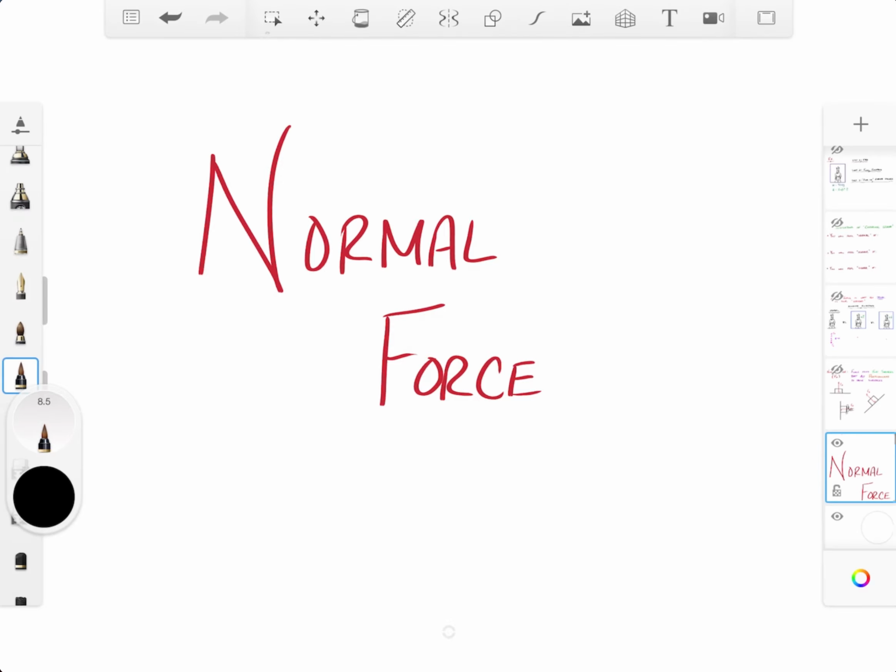Another force that we have to make sure we fully understand is the normal force. The normal force is fairly straightforward the majority of the time, but there's about 10% of the time that we have to be very, very careful and not make a very common misassumption.